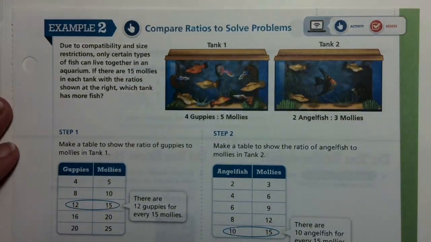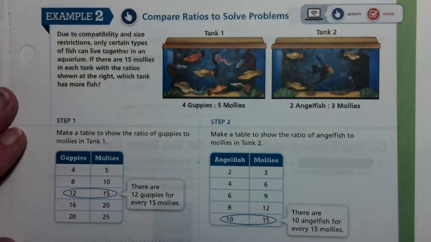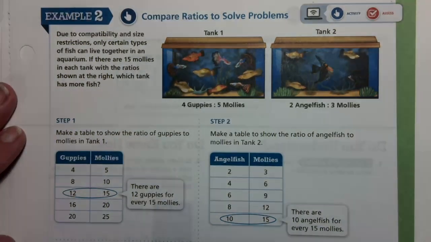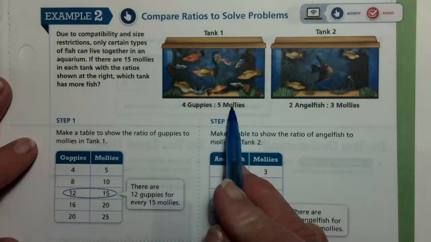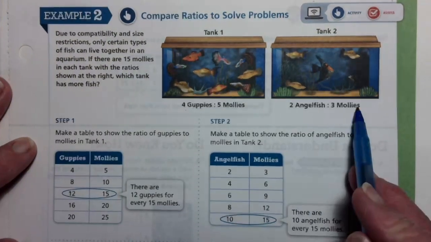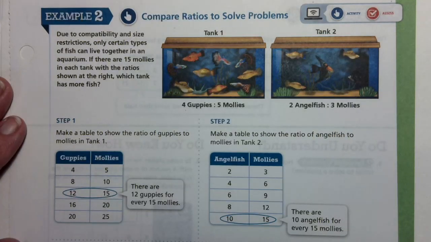All right, let's go to example number 2. Compare ratios to solve problems. Due to compatibility and size restrictions, only certain types of fish can live together in an aquarium. If there are 15 mollies in each tank with the ratios shown at the right, which tank has more fish? So 4 guppies to 5 mollies, 2 angelfish to 3 mollies. Let me read that again.